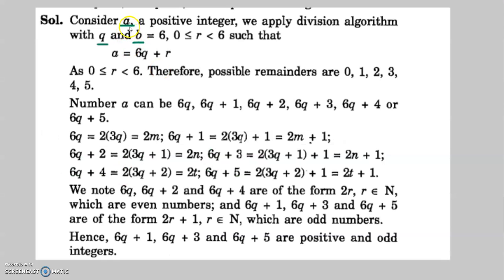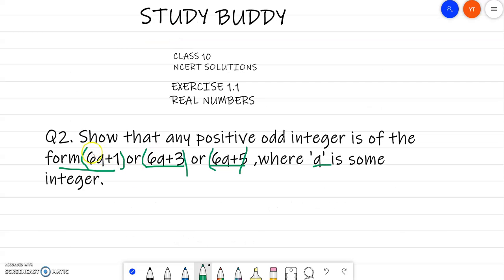Consider a positive integer a. For that, we apply Euclid's division algorithm with a and b. b is equal to 6 here, since we have observed in the problem that in 6q plus 1, 6 is the b term in this problem.